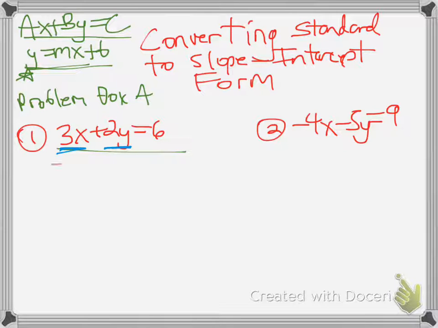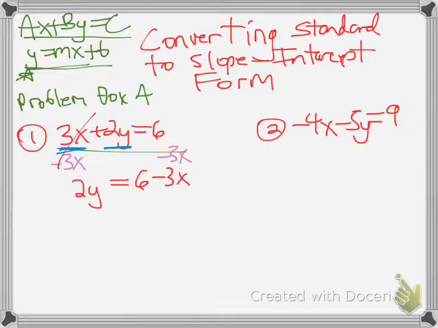So to get rid of a positive 3x, I want to subtract it from both sides. Now this is just like our mathematical manipulation that we had done last semester. So I have 2y equals 6 minus 3x. Remember, that 6 and negative 3x can't combine because they're different types of terms. One's a number, one is a number with a variable, or a coefficient with a variable.